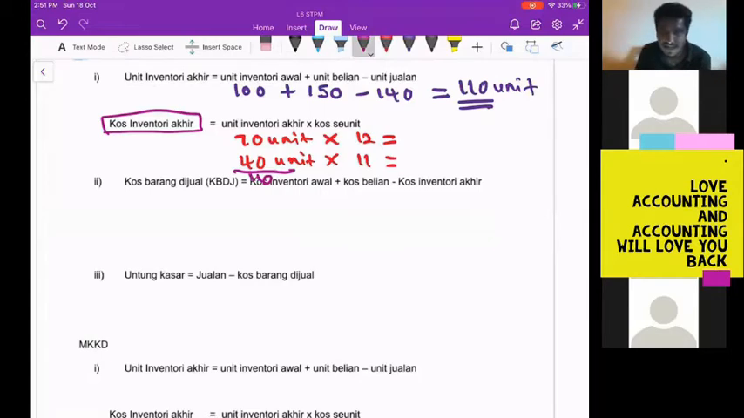So the total is 110. The cost is 70 times 12, 840. 40 times 11, 440. So total inventory is 1280.